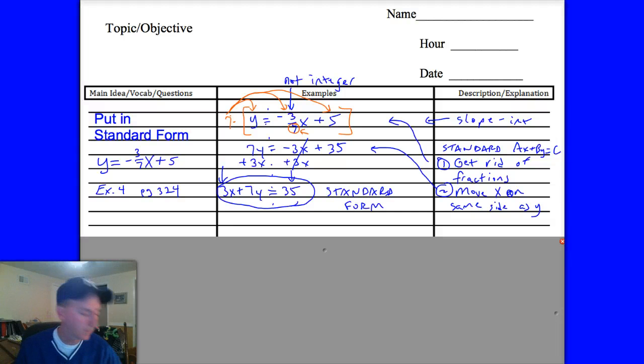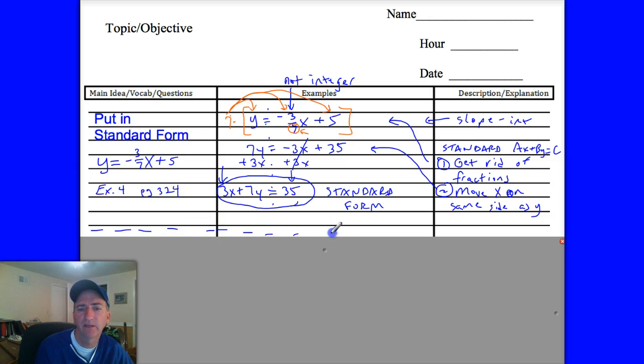Hi there, welcome to the third and last part for standard form. I'm going to put a new dotted line here for you. If you would do that on your paper, that'd be great. We want to break this part up.